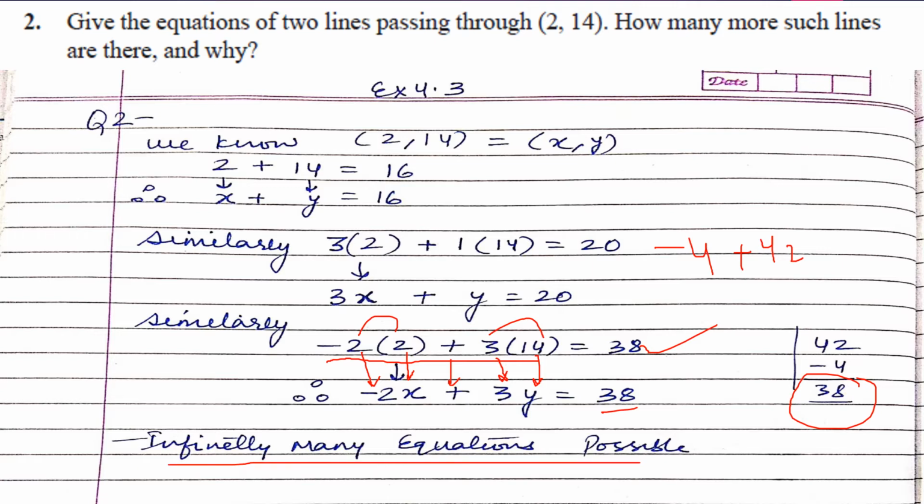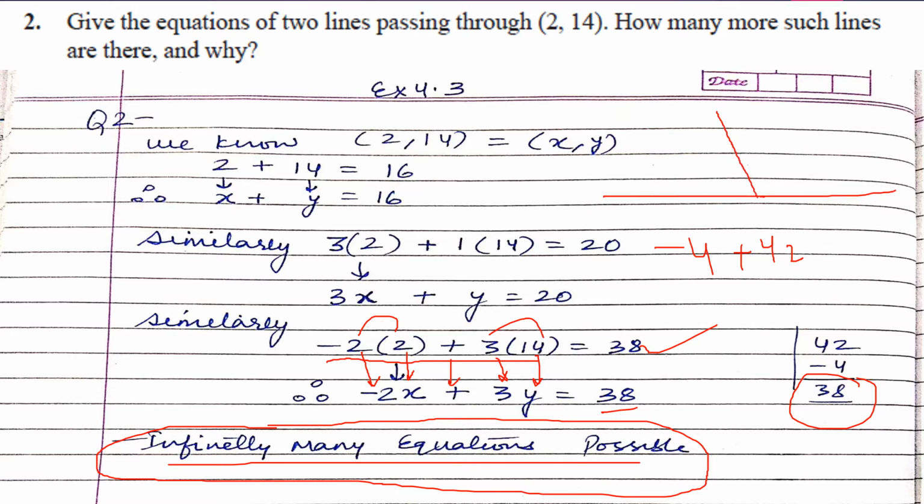Now you will think why I said infinitely many solutions, because I have told you when you have a single point, there are an infinite number of lines possible which can pass through this point. That is why it has an infinite number of equations possible. Okay.